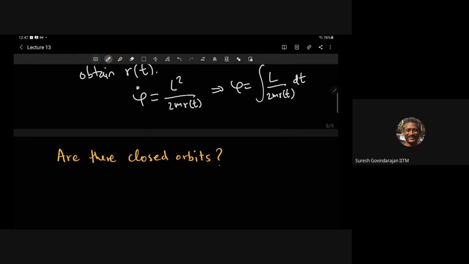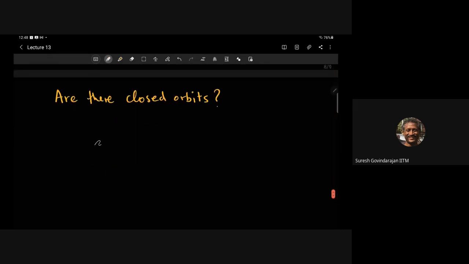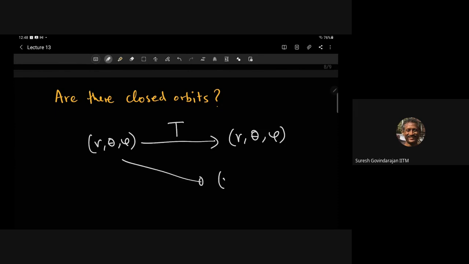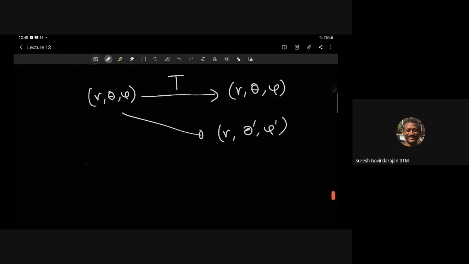Okay, so what does it mean to have a closed orbit? Let's say you are at some r, theta, and phi, and you wait for some time period, and it returns to the same r, theta, and phi. For instance, it could come back to the same radius, but it may not come back to the same values of theta and phi. That's not a closed orbit. If you look at it as a one-dimensional problem in r space, oh well, it could come back.